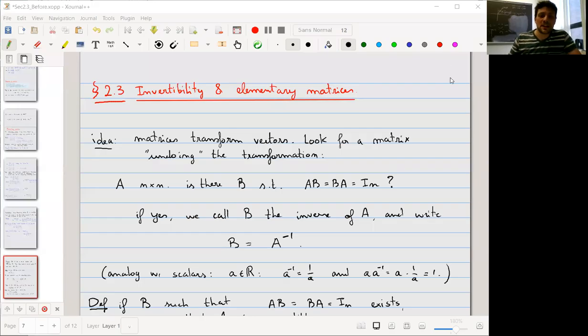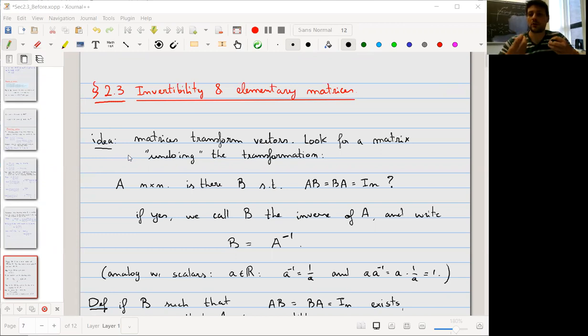Hello, everyone. In this video, we'll define what it means for a matrix to be invertible, and we'll start thinking about why that's an important notion. Let's get going.